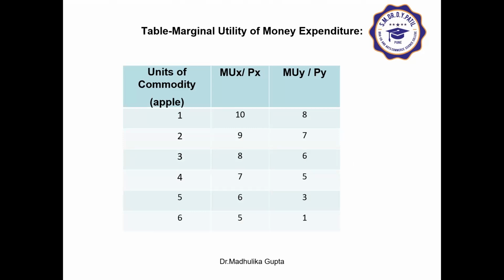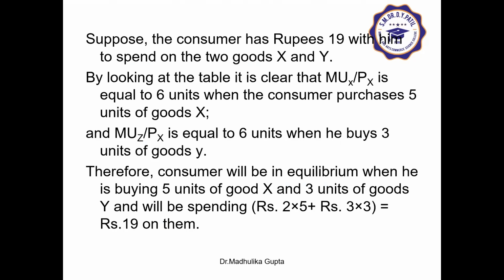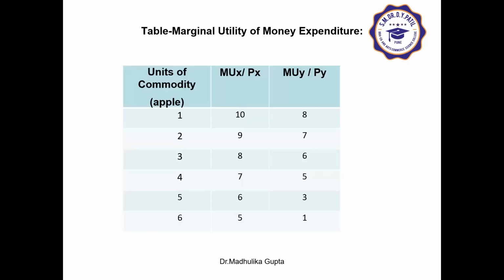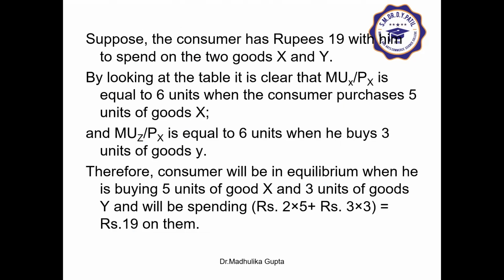And MUY divided by PY is equal to 6 units when he buys 3 units of good Y. Check. So therefore, the consumer will be in equilibrium when he is buying 5 units of good X and 3 units of good Y, and will be spending 2 into 5 plus 3 into 3, I multiplied it by price, rupees 19 in total. So he'll be in equilibrium.